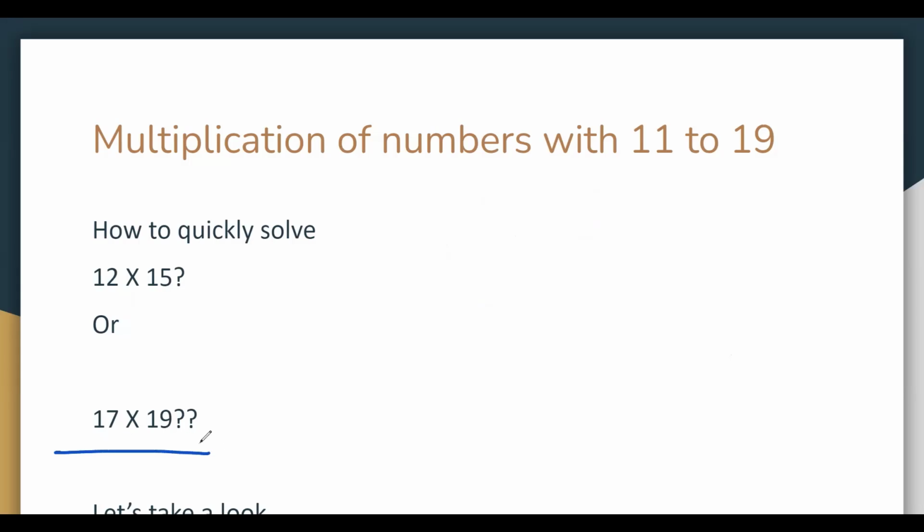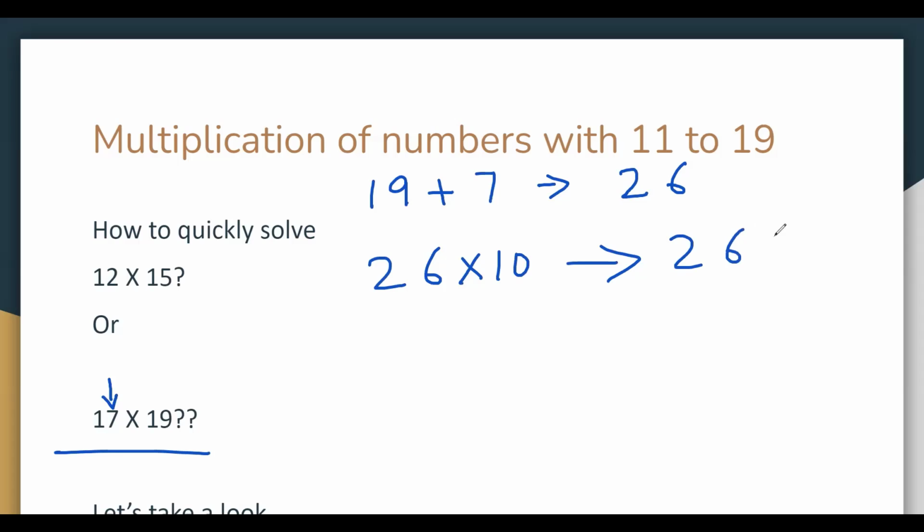17 times 19. So what was the first step? 19 plus 7. Since 19 is the bigger number, 17 is smaller than 19, we take the ones digit from 17 and add it to the 19. And that's how we got 19 plus 7. 19 plus 7 is equal to 26. What is our second step? Our second step is to multiply this with 10. 26 times 10, we get 260.